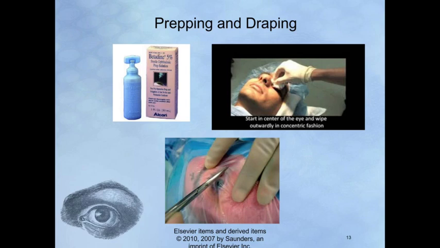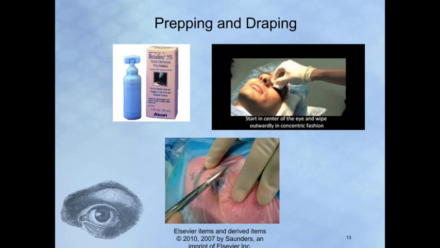Eye preps vary from place to place depending on what procedures are being done. In a prep just for the eye, such as a cataract procedure, the prep is very small. A 5% betadine solution would be instilled into the eye. Also, instilling numbing drops is considered part of the prep. BSS, or balanced salt solution, is used to rinse the eye if necessary.